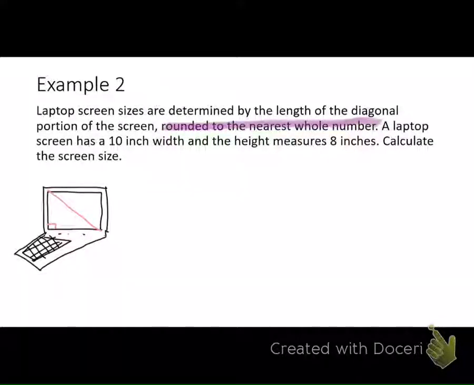So the laptop screen is 10 inches in width and 8 inches in height. Opposite the right angle is a C value. So that's what we're trying to find, is that diagonal there. Lexi, what would you tell me to do to find that?